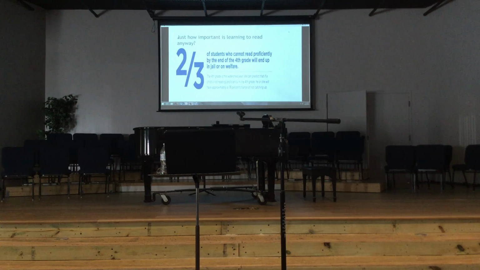So just how important is learning to read anyway? Two-thirds of students who cannot read proficiently by the end of the fourth grade will end up in jail or on welfare. Staggering statistic. The fourth grade is the watershed year. We can predict that if a child is not reading proficiently in the fourth grade, he or she will have approximately a 78% chance of not catching up. And then we say, when do the public schools usually test these kids? Average is third or fourth grade. The really, really severe ones will get tested possibly in kindergarten or first, but may not qualify.